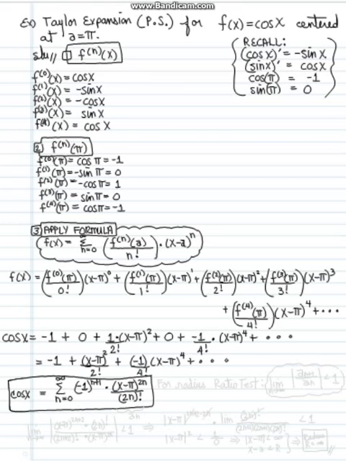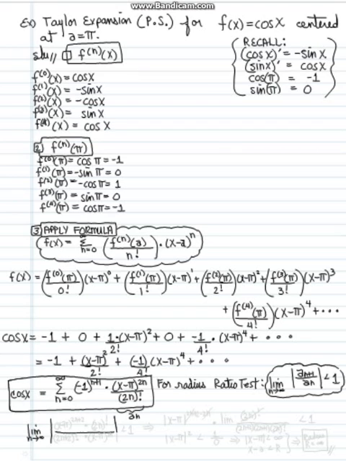Okay, now for radius, let's see if I can squeeze this in here. For the radius, the ratio test says that the limit as n approaches infinity of the absolute value of a sub n plus 1 over a sub n has to be less than 1. That's required for convergence. Okay, so we're letting a sub n be this expression right here. This is our a sub n.